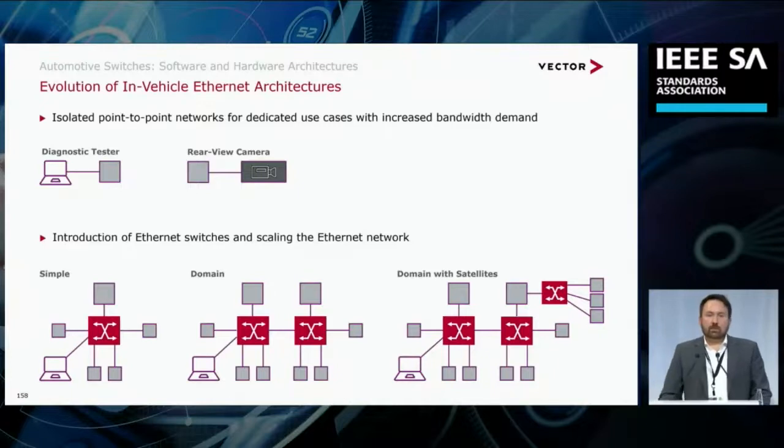But then to scale the networks and to introduce more nodes on the Ethernet, of course, we had to introduce switches. And this is a logical view, of course. You do not find switches like this in a network. The switches are typically contained in an ECU. But I just wanted to show a little bit of the history and how it developed over time. So, of course, we started with a simple network with one single switch that provided the connectivity to the attached nodes. And then we moved further to a domain-based architecture, as we have it more or less in most of the vehicles today, maybe with this aspect of a satellite.